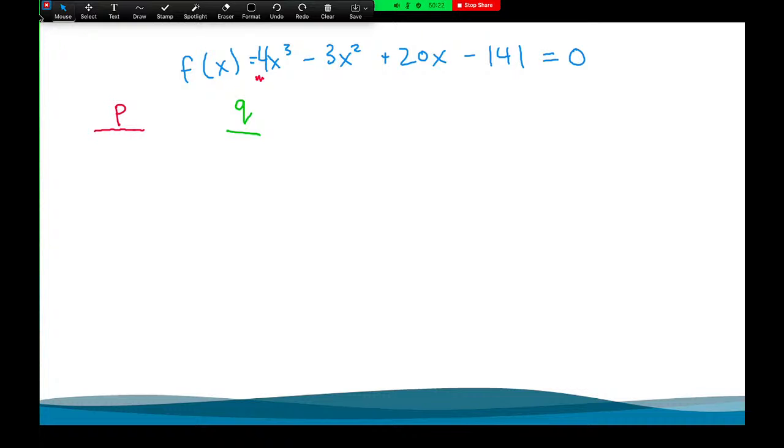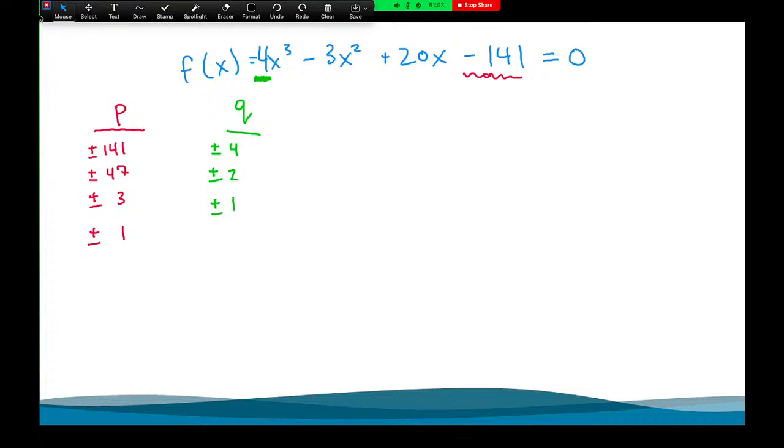So, in this case, the factors of our constant, which is negative 141, we will have plus or minus 141, plus or minus 47, plus or minus 3, and plus or minus 1. If you want, you can go ahead and double check that those are all the factors. But now for q, we need to find all the possible factors of the leading coefficient of the function, which is 4. So in this case, the factors of 4 are plus or minus 4, plus or minus 2, and plus or minus 1.